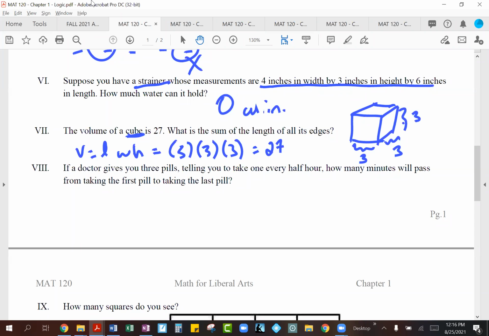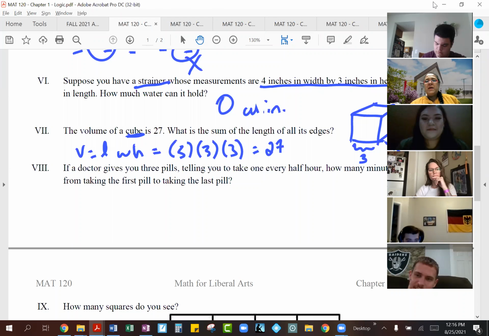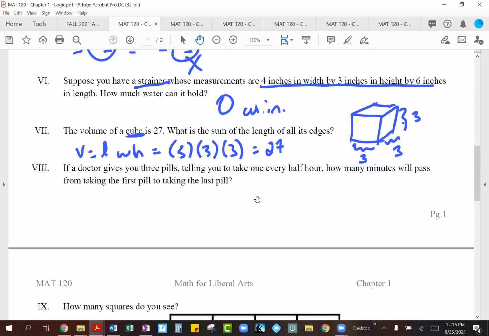So now the idea is, if each side or each edge is 3 units long, if I were to add all of them, what would my total answer come out to be? Can somebody tell me how many sides this cube has? Yeah, there are 12 sides, not one per face.